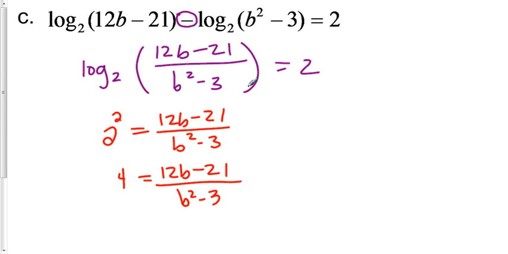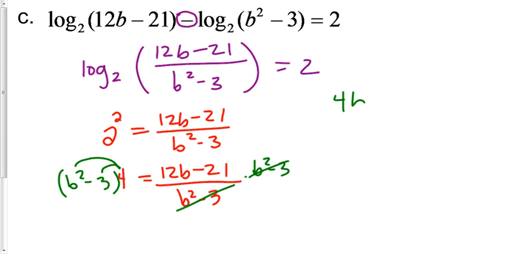First thing I'm going to do here is get rid of my fraction. So I'm going to multiply both sides by the denominator, b squared minus 3. Doing that cancels out your fraction, and now you can rewrite your equation. Over here I'll distribute, and maybe I'll write it up to the right here so I have room. We're going to multiply by 4 now on this one, so we have a 4b squared minus 12 on the left equals 12b minus 21 on the right side of our equation.